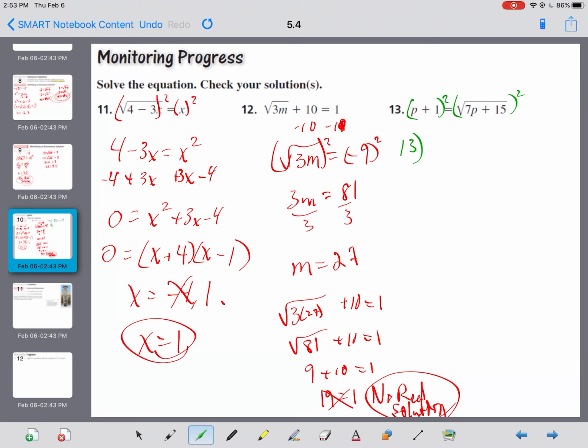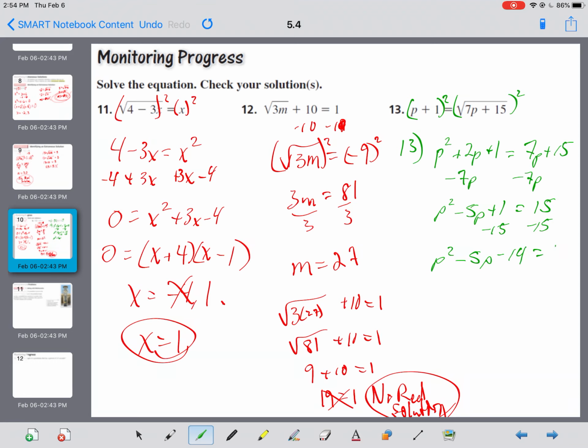We're going to have to square this guy and square that guy. So we got 7p. Actually, I'll do that squared first. P plus 1 squared. The pattern of doing a binomial squared is the first thing squared, multiply together times 2, so 2p, and then 1 squared equals 7p plus 15. Subtract 7p. P squared minus 5p plus 1 equals 15. Subtract 15. P squared minus 5p minus 14 equals 0.